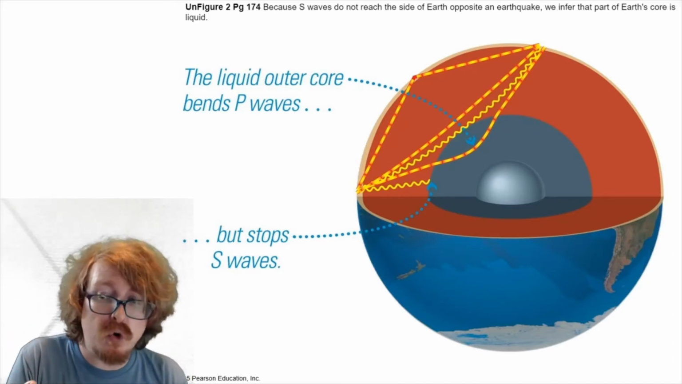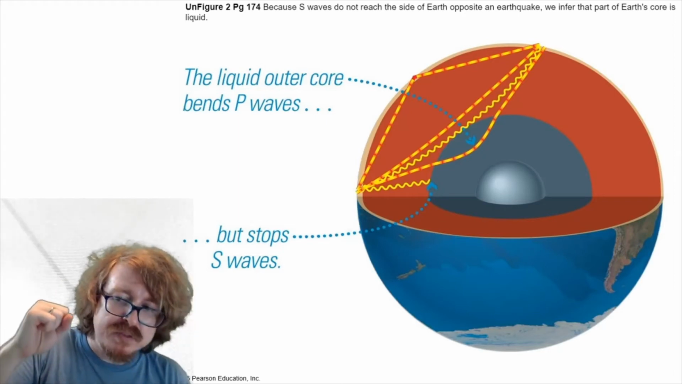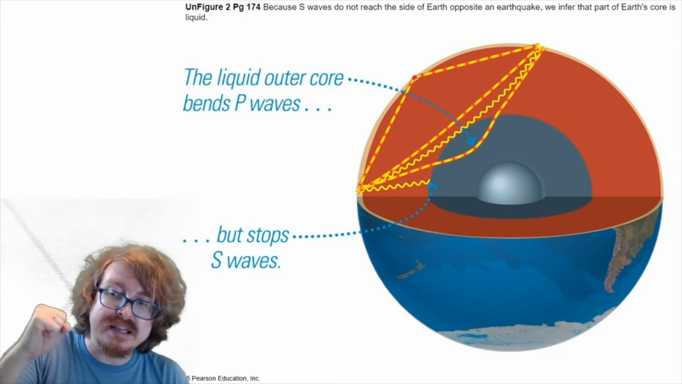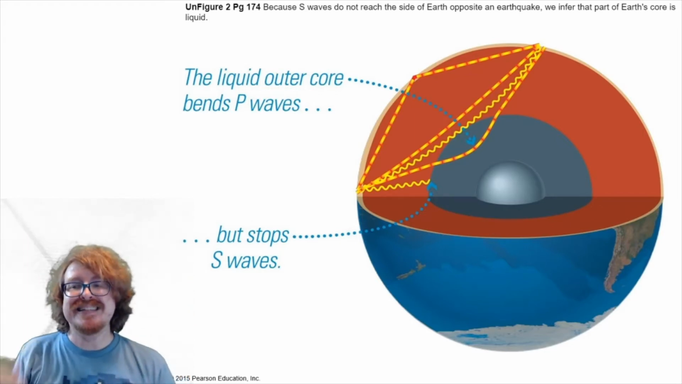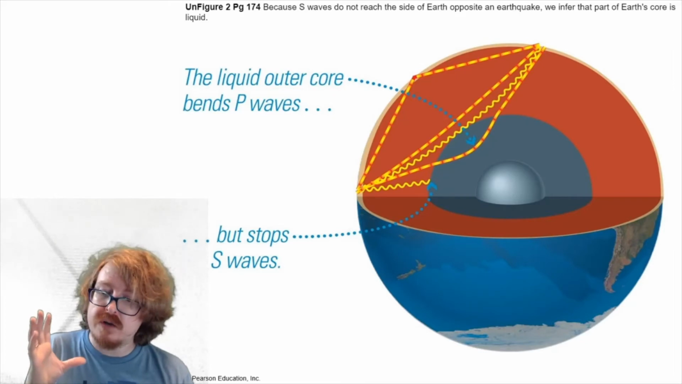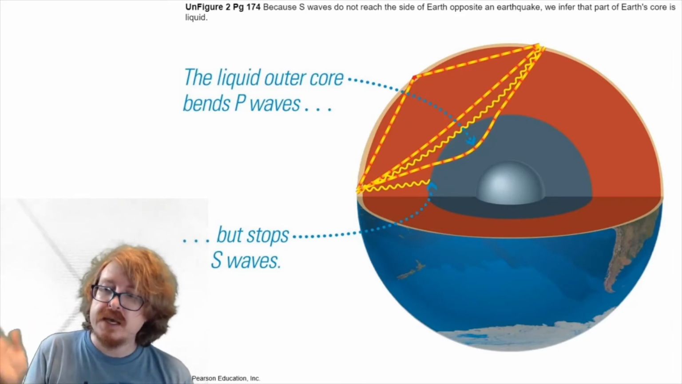Does anybody know what's keeping the very middle of the planet solid when, let me put it this way, it should melt, but it does not, okay? The inner core of the planet should melt, but it does not.